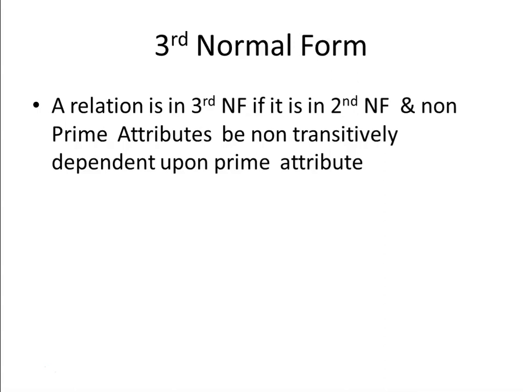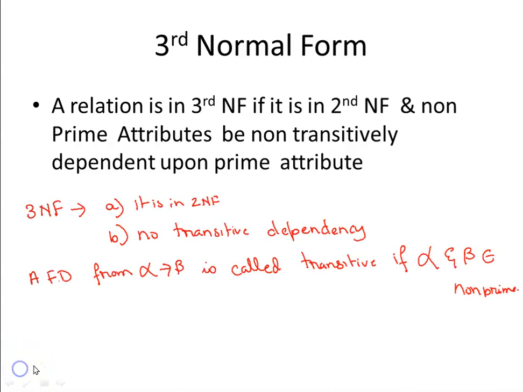Now what does this mean? The conditions required for the third normal form are, first, your table must be in the second normal form, and second, no transitive dependency exists. You already know what transitive dependency is. We have discussed transitive dependency when we spoke about the Armstrong axioms. A functional dependency from alpha to beta is called transitive if alpha and beta are non-prime. We will see this with the help of an example. So this is the transitive dependency based upon non-prime attributes.